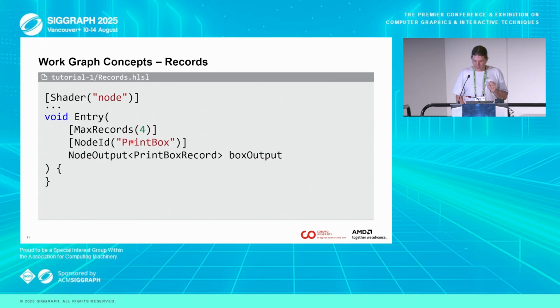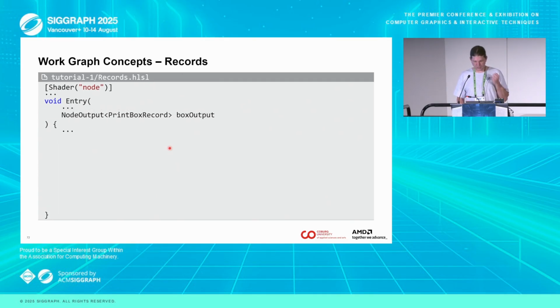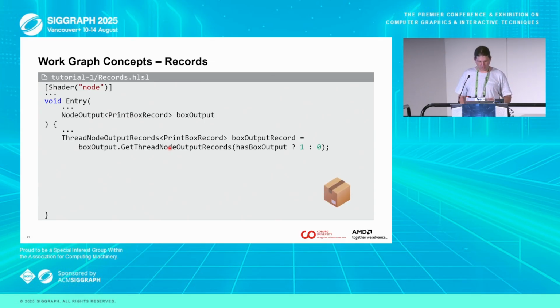So what we see here is that this node is now capable of sending out 4 records to the print box node. But what we haven't seen is how it's actually happening. The way that happens is we are, first of all, going to write this little bit longer line, and I'm going to walk you through it. First of all, we're taking this box output parameter, which is where we would like to send the outputs, and we call our member function, which is called getThreadNodeOutputRecords. And this is basically returning a little array, if you want, of the output records.